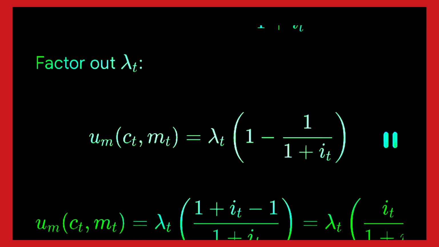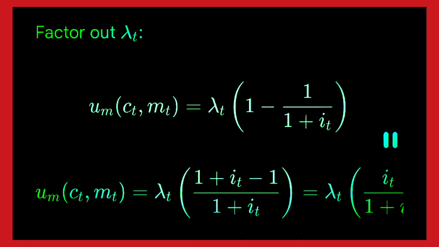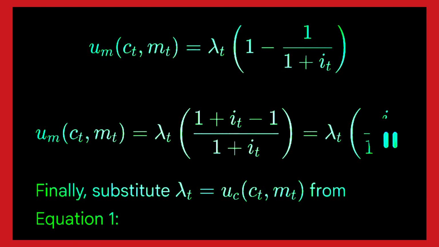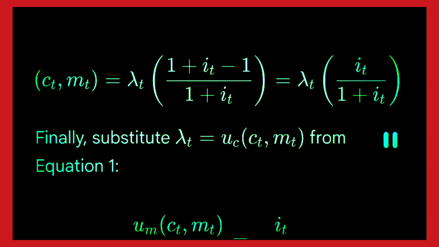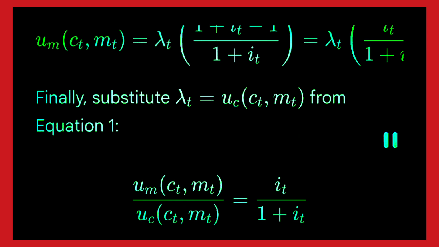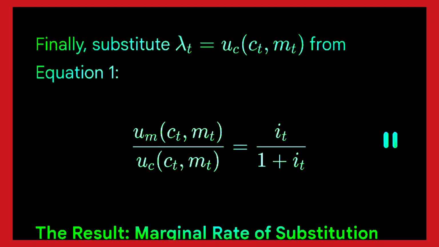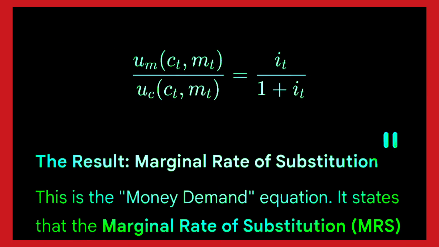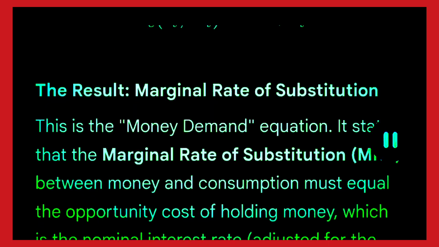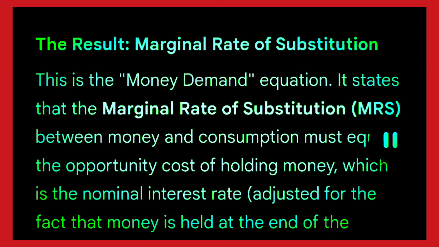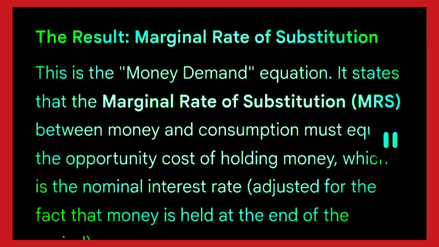The result, marginal rate of substitution. This is the money demand equation. It states that the marginal rate of substitution between money and consumption must equal the opportunity cost of holding money, which is the nominal interest rate, adjusted for the fact that money is held at the end of the period. 4. Economic intuition. Opportunity cost.